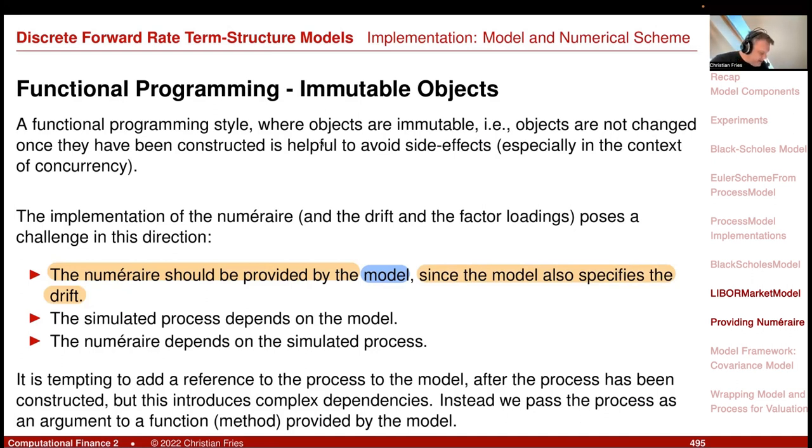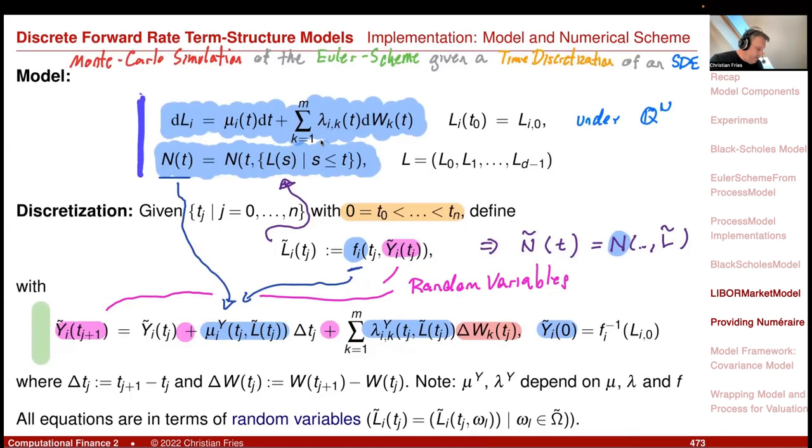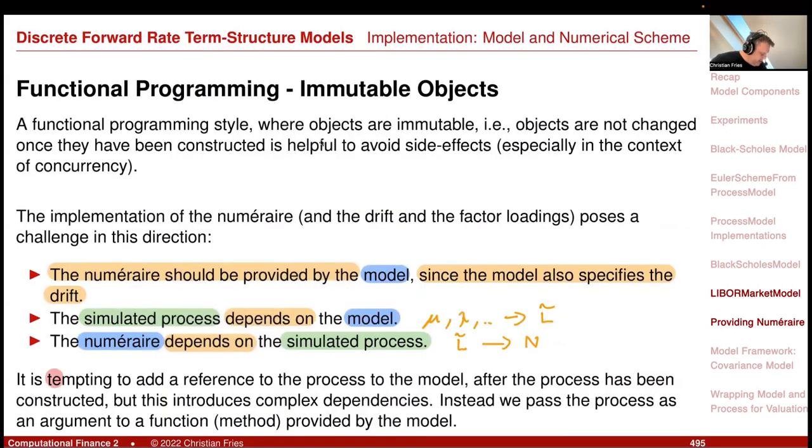The simulated process depends on the model. And of course, my numeraire depends on the simulated process. So mu, lambda, and so on, they give me the L tilde, and the L tilde gives me the numeraire. So it appears a little bit tempting to also have a reference to the process in the model. Yeah? So the model knows the process. My model here knows the simulated process, or say here this L tilde, but also the process knows the model. So it appears to be tempting to add a reference to that process in the model.